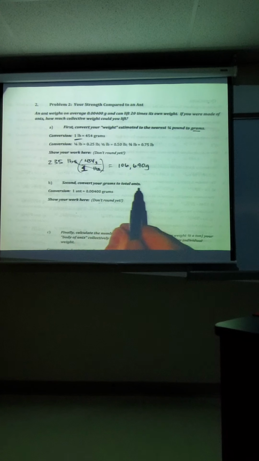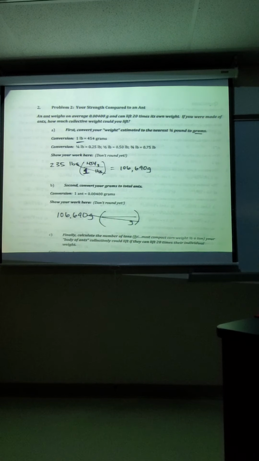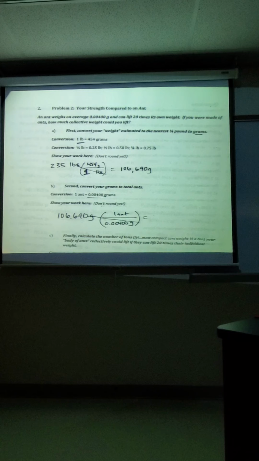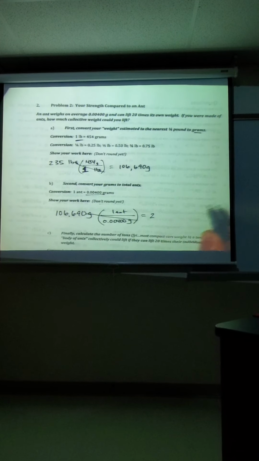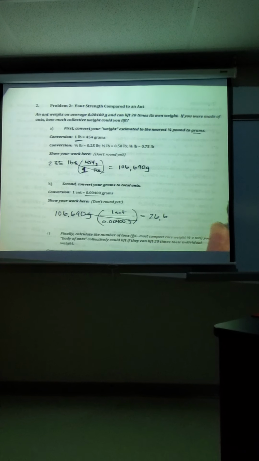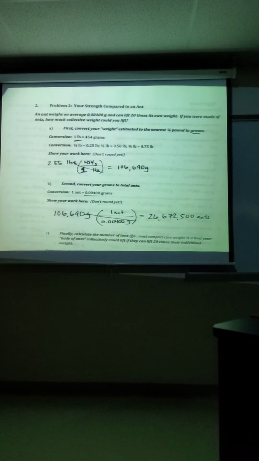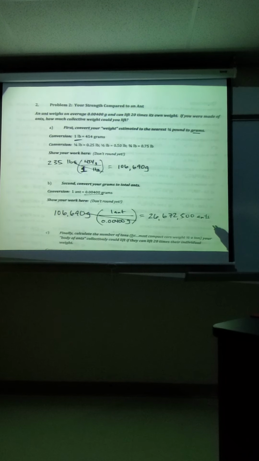Now we need to go to ants. If ants are only 0.004 for those wood ants that crawl around on trees, then how many ants in weight would we be? So we take our value down, 106,690 grams. We get rid of grams by putting them on the bottom. Here it says 0.00400. That's 3 sig figs with 1 ant. And again, we're not going to worry about significant figures yet because we don't want to round too early too often. We get 26,672,500 ants.